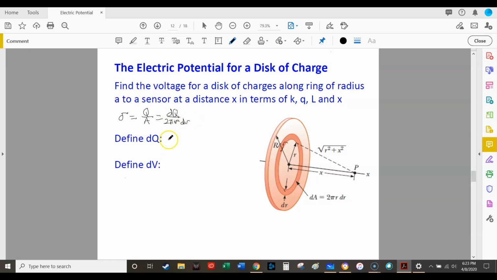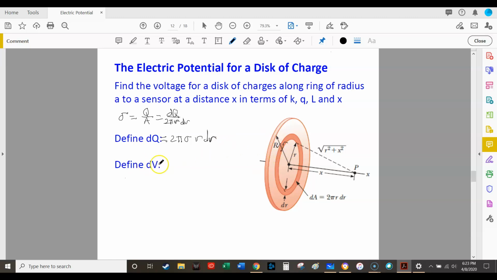Well, now we've got to solve for dq. dq is going to be equal to, we're going to multiply both sides by 2 pi r dr. Going to multiply sigma by 2 pi r dr, and what we're going to get is 2 pi sigma times the radius times the change in the radius, okay?